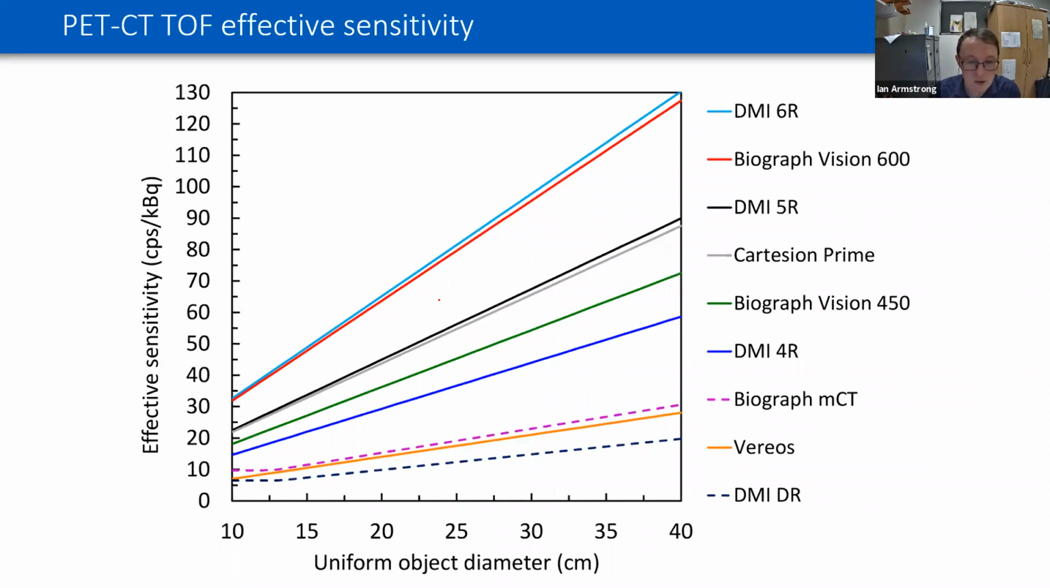Well, this is putting those values into a plot and seeing how it relates to object diameter. Now, again, this is very much based on the traditional theory of time of flight with that linear relationship with object diameter. That's why we've got straight lines everywhere. And you can see that we've got quite a spread in terms of the performance.